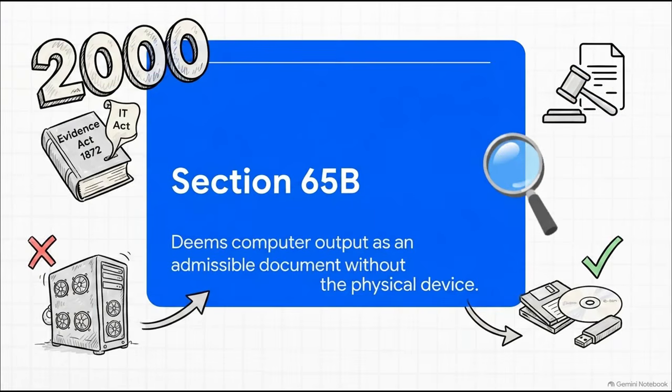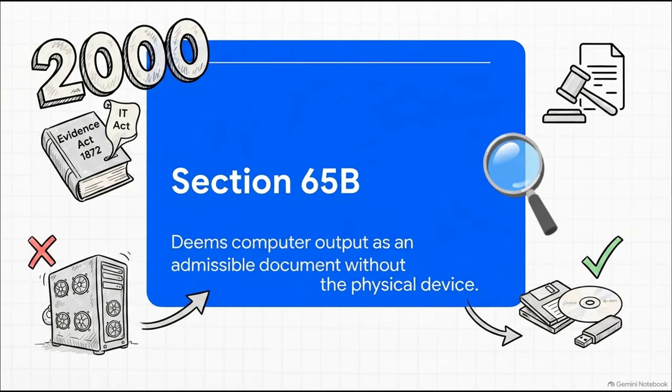Let's rewind to the year 2000. The Information Technology Act inserted Section 65B into the Evidence Act of 1872. This was a highly specific solution to a very specific problem. Section 65B was the initial legal workaround designed to legally deem a computer output as an admissible document. This was incredibly practical. Imagine having to drag a massive, humming physical server or a witness's personal phone into a physical courtroom just to prove a point.